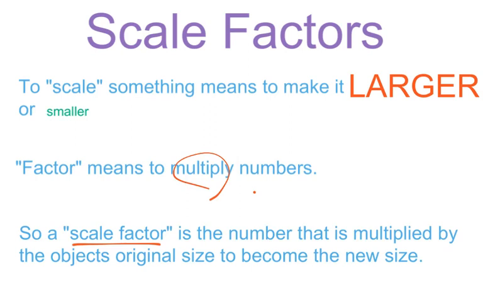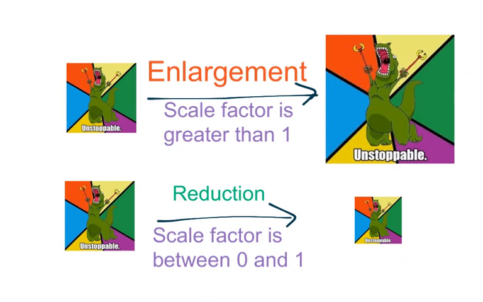And as we go along in this lesson, you'll get a better understanding of what that definition actually means. Okay, so there are two types of scale factors. The first one's called an enlargement, and as you can probably guess, an enlargement makes an image bigger. The second one is called a reduction, and that is when you make something smaller. An important difference between an enlargement and a reduction is that the scale factor for an enlargement is always going to be greater than 1. For a reduction, the scale factor will be between 0 and 1.